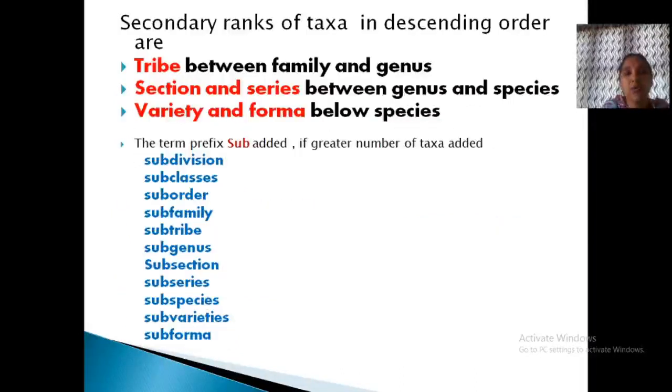Now in some cases there are more different types that cannot be included in one rank. Then how will you do it? For that there are secondary ranks of taxa, like tribe between family and genus, section and series between genus and species, variety and forma below species. When there is a large, diverse number and it is difficult to include them in the species, we look at the other subcategories or sub-ranks. Clear? So there are subdivisions when there is a greater number of taxa: subdivision, subclass, suborder, subfamily, subtribe, subgenus, subsection, subseries, subspecies, subvariety and subforma. Likewise it is again divided.